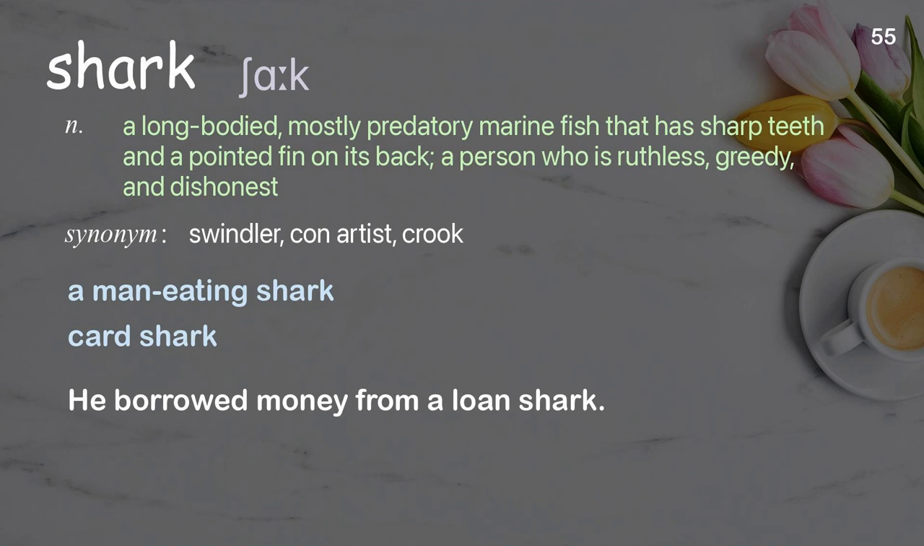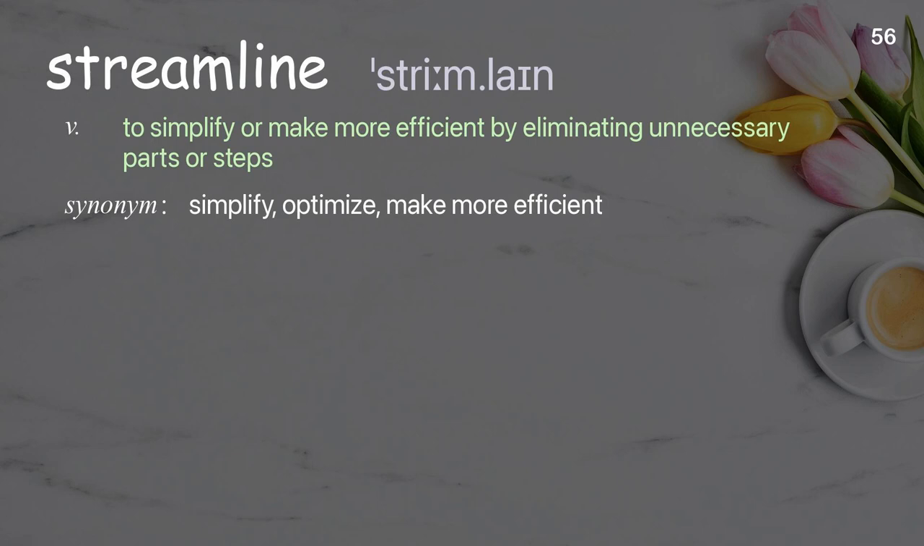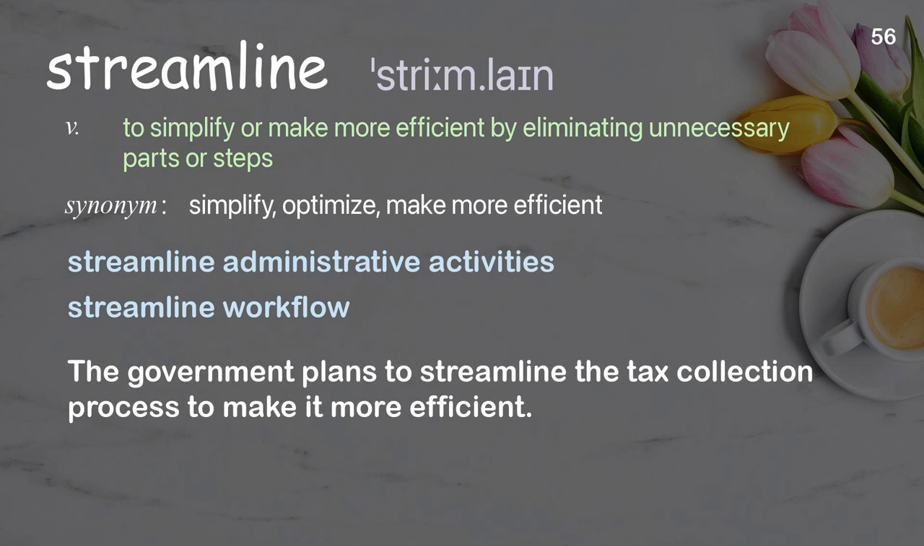Streamline. To simplify or make more efficient by eliminating unnecessary parts or steps. Examples: streamline administrative activities. Streamline workflow. The government plans to streamline the tax collection process to make it more efficient.